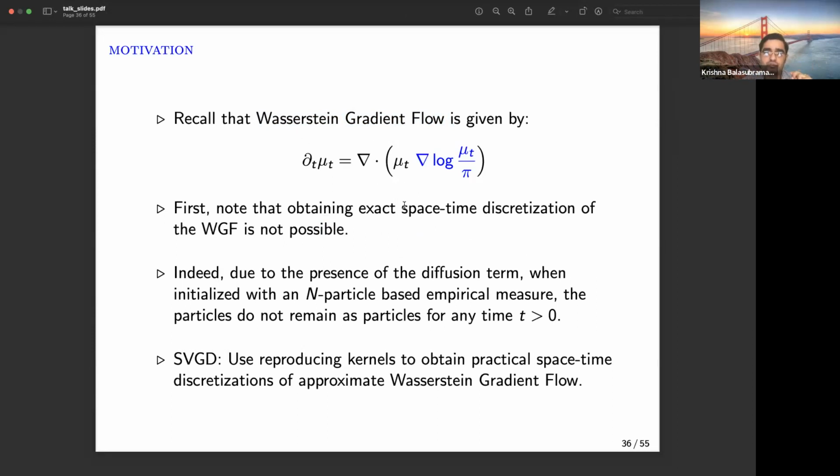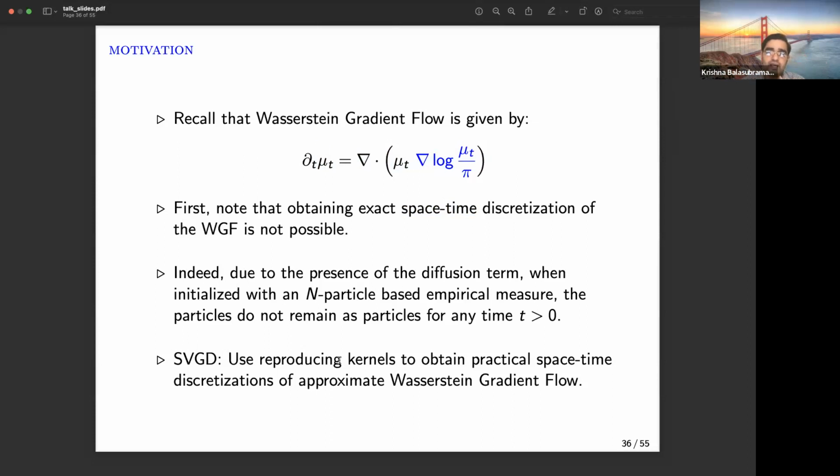And SVGD proceeds by obtaining a space-time discretization. And why is it space-time? The t is a continuous index, and the density mu is infinite dimensional. So you need n particles to approximate the density, and then you need some discrete time to approximate the t. It turns out that you cannot approximate the Wasserstein gradient flow exactly for some technical reasons.